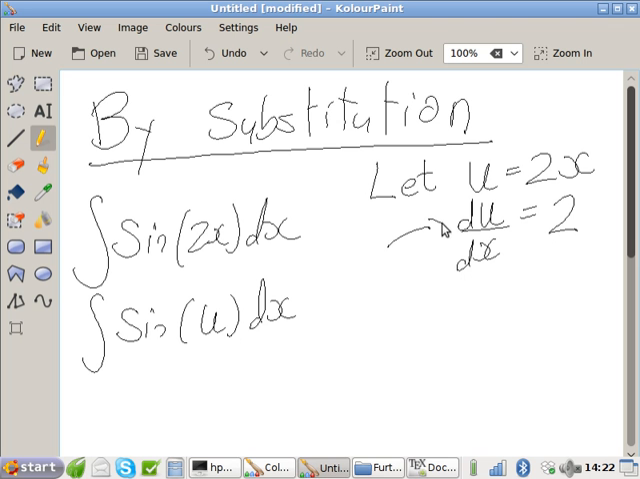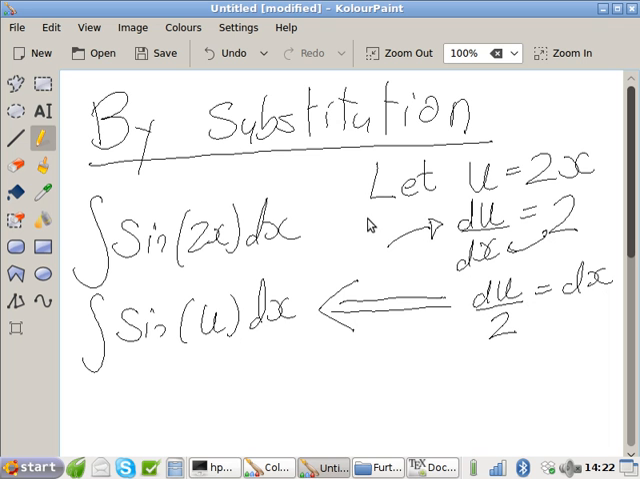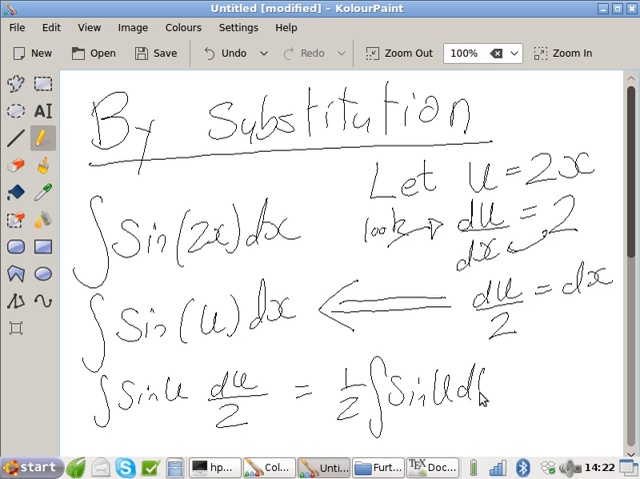But if you look here, you can split this into du over 2 equals dx. If you just bring this up, do a swap, you can put that in here. So you can get sine u du over 2. Or if you want, that's a half sine u du. Now you can integrate. This is just like sine x. There's no difference. I just called it u instead of x. This is just like sine x dx. Instead it's sine u du.